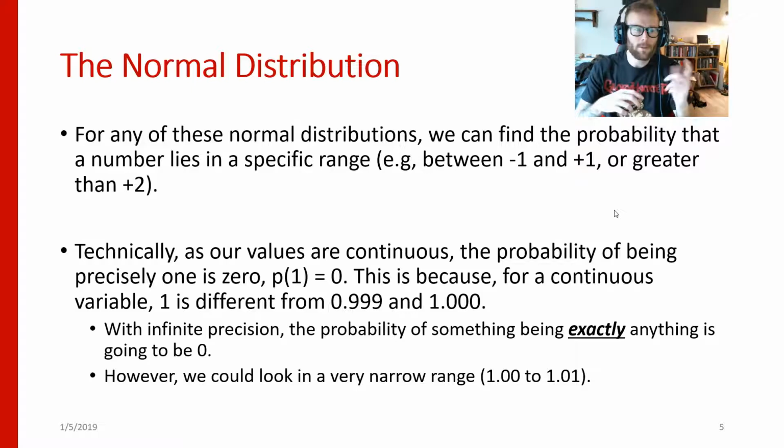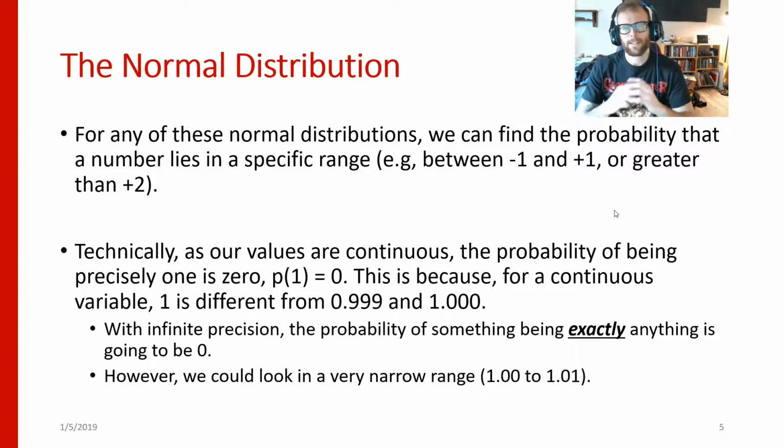So for any of these normal distributions, given the function, we can find the probability that a number lies in a specific range, because we can calculate the density of scores out of the total number of scores. So we can say, for instance, how many scores lie between -1 and +1, or how many scores are greater than +2.